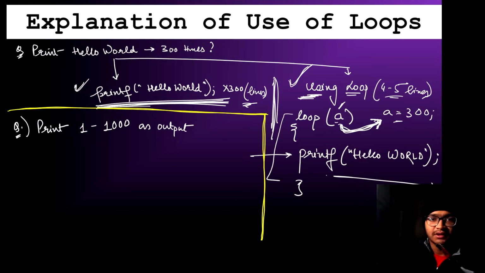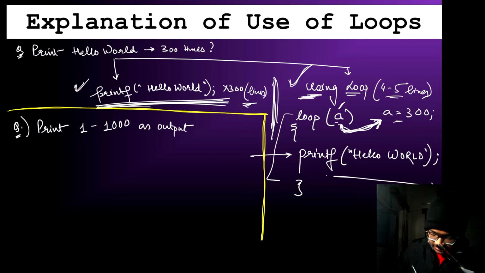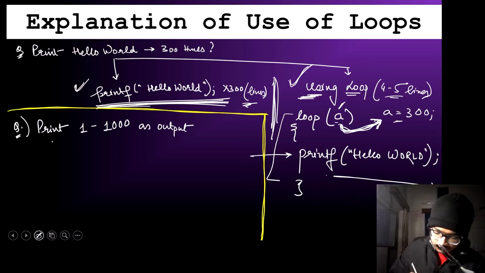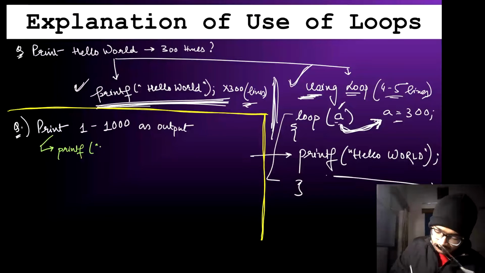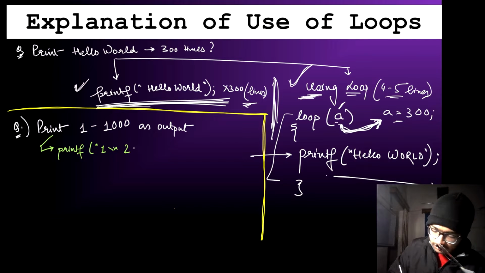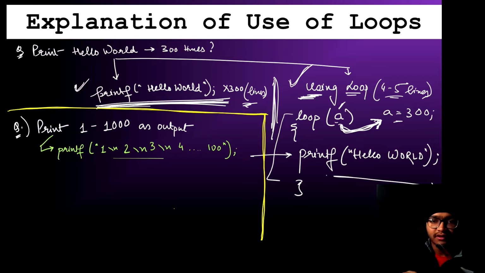There are two ways: by using printf once, again writing printf, and again by writing printf, like that. So let's write over here two ways to do this: using printf, 1 \n. Okay, then we will write 2 \n, 3 \n, 4 ... up to 100. So there is one way of doing this. You will write up to 100 over here.